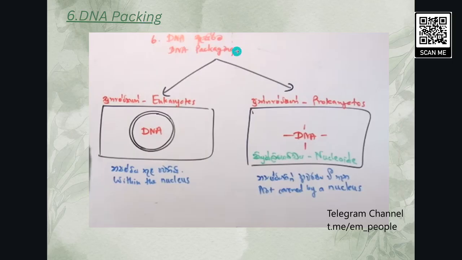DNA packing into cells. In eukaryotes, the DNA is stored within a nucleus, bounded by the nucleus, and in prokaryotes, DNA is not covered by a nucleus. It is spread throughout the cytoplasm of the prokaryotic cell, and the region where the genetic material or DNA is spread is called the nucleoid.